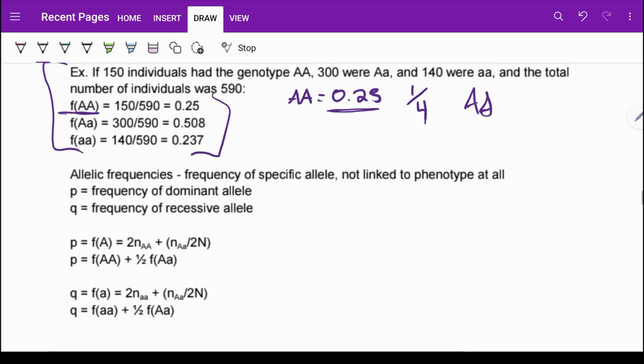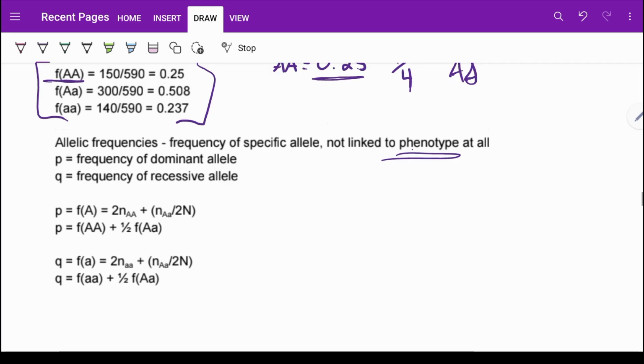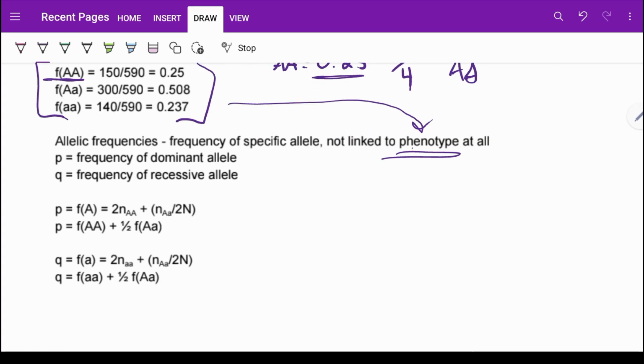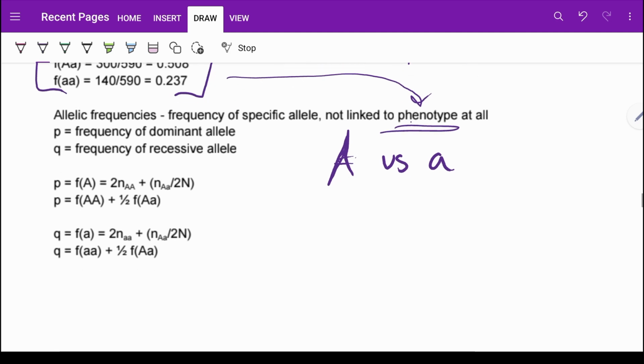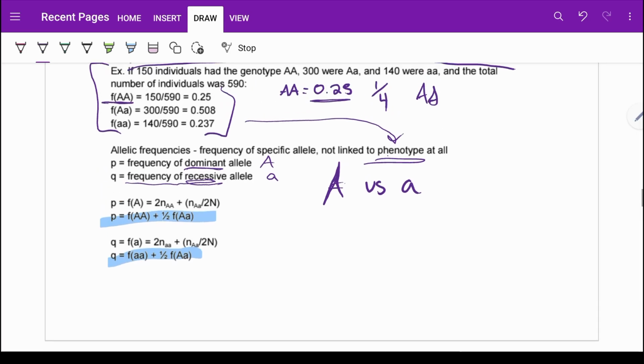We can also figure out the allelic frequencies. That's the frequency of a specific allele. This is not linked to the phenotype, whereas genotype is a little more linked to the phenotype. This is the frequency of the allele. We're talking about the frequency of capital A versus lowercase a. So basically, we can mainly look at these equations down here: P is the frequency of capital AA, plus 1/2 the frequency of capital A lowercase a.